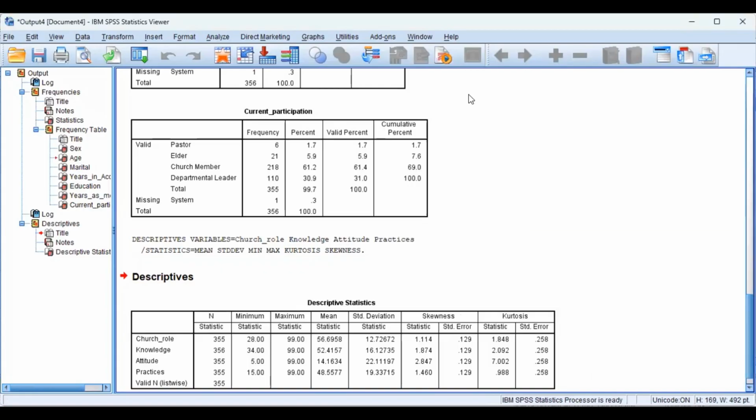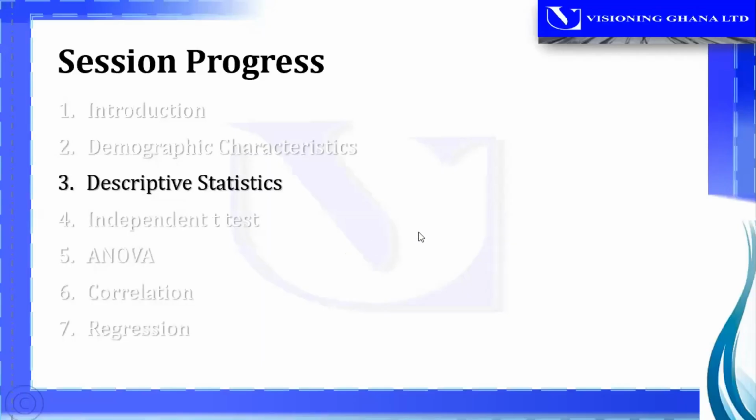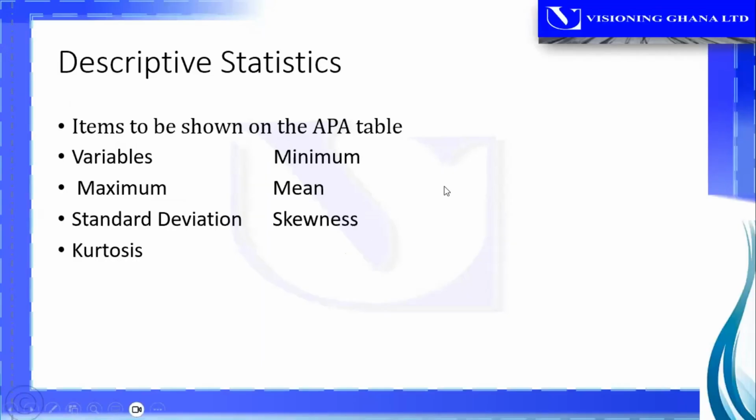So even before we get here, let me show you some of the things that are needed on the descriptive table. In your descriptive table, these are some of the things that must appear on the APA table. So you need your variables, you need the minimum, you need the maximum, you need the mean, the standard deviation, your skewness, and then your kurtosis. So these are the things that are needed on the table. So let's see how we are going to do that in Word.